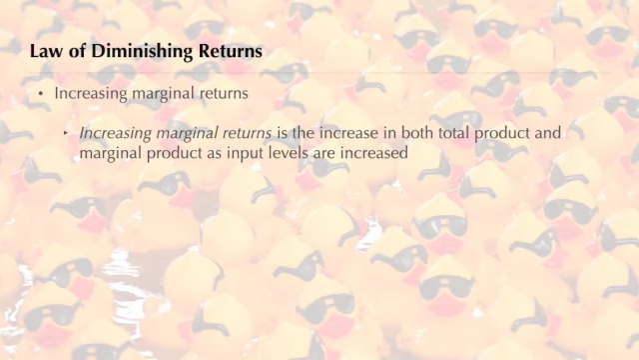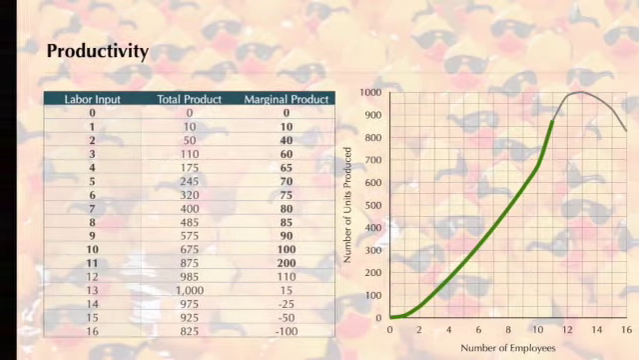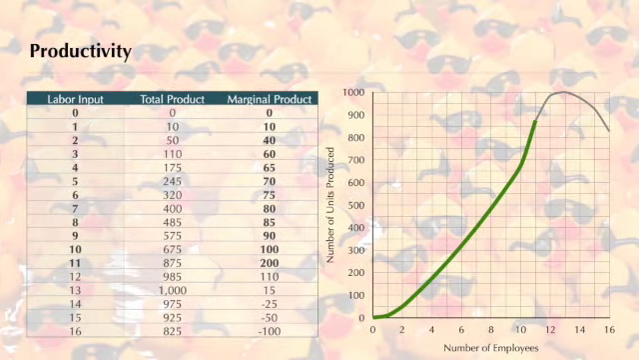Increasing marginal returns is the increase in both total product and marginal product as input levels are increased. Look at the production schedule. The first column shows one input in making rubber ducks, labor. As this input varies, so do the output levels of the company. Clearly, if there were no workers, no product is made.